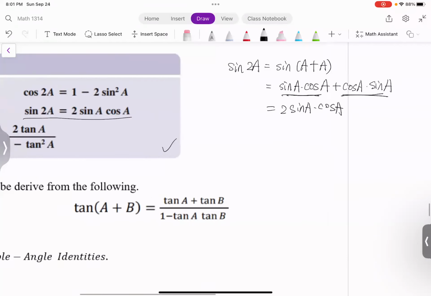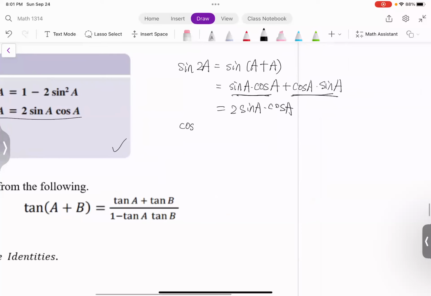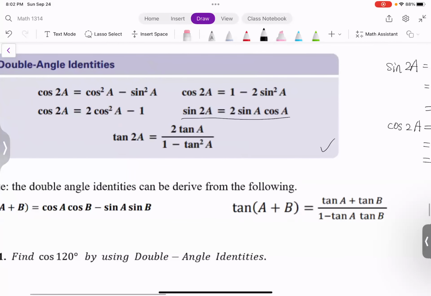And how about cosine? If I have cosine 2a, this is cosine of a plus a. Oh sorry, stop, slow down. It is cosine a times cosine of another angle a, minus sine a times sine of the second angle a. So you see this is cosine squared a minus sine squared a. This is the identity here.